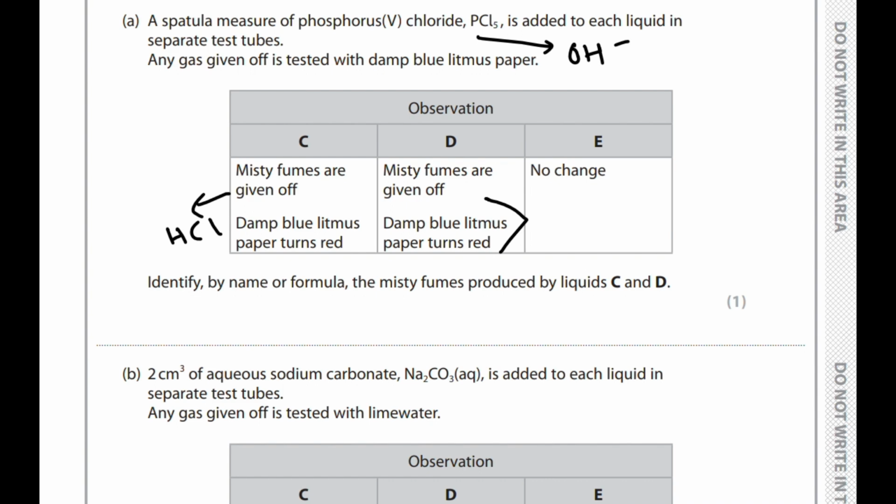It means compound D also contains an OH group. And in E, when phosphorus pentachloride is added, no change. It means it does not contain any OH group because it is giving the test negative. So identify by name or formula the misty fumes produced by liquids C and D. When an OH group reacts with phosphorus pentachloride, it forms hydrogen chloride, and the misty fumes are due to the production of hydrogen chloride.